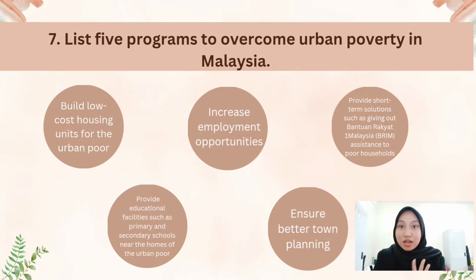Number 4 is provide educational facilities such as primary and secondary schools near the homes of the urban poor. The last one is ensure better town planning.